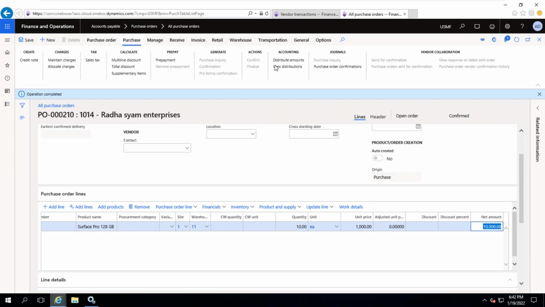Now, the vendor is asking for payment. So for that, what we are doing is prepay and prepayment.